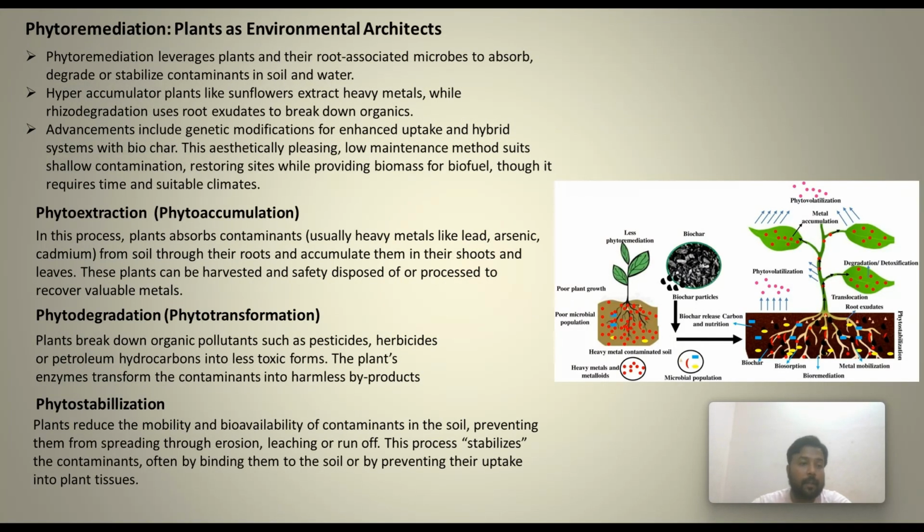Then next, phytoremediation, that is plants as environmental architects. What is phytoremediation? Phytoremediation leverages plants and their root-associated microbes to absorb, degrade, or stabilize contaminants in soil and water. Hyperaccumulator plants like sunflower extract heavy metals, while rhizodegradation uses root exudates to break down organics. Advancements include genetic modification for enhanced uptake and hybrid systems with biochar. Some of the details about biochar will be discussed maybe by Uday or Arya.